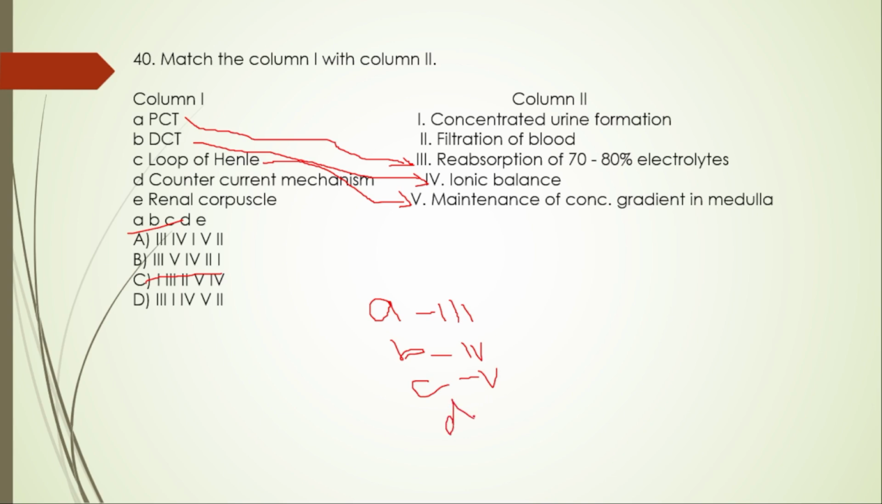And then D, counter current mechanism. It concentrates urine formation. So D is 1. And then renal corpuscle, filtration of the blood. It is filtration of the blood. E is 2.